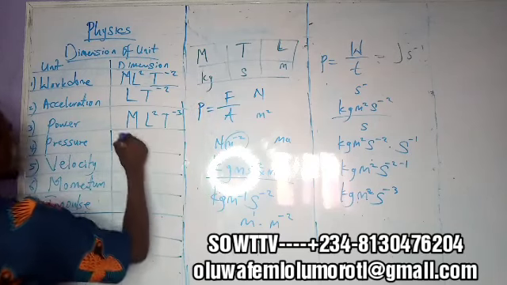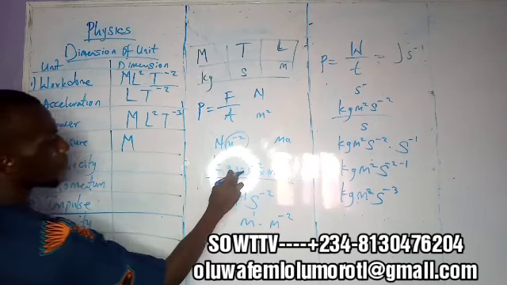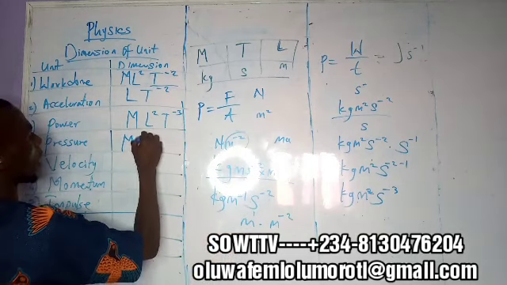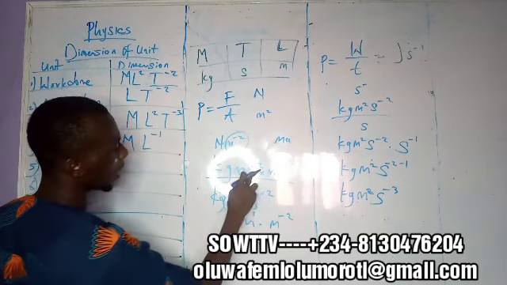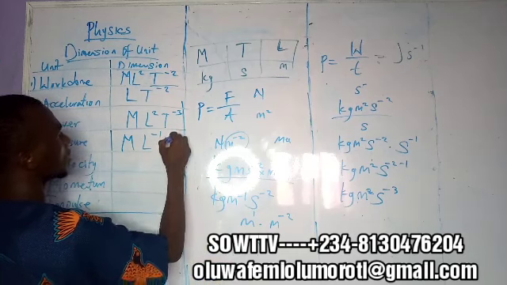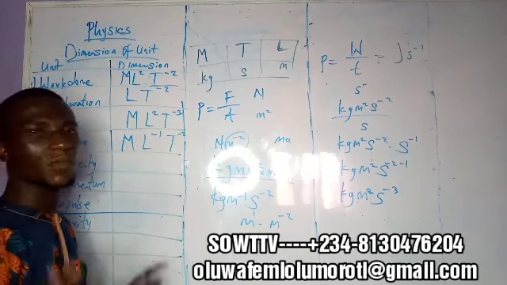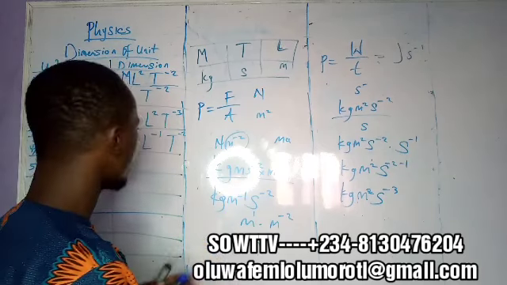So the dimension of this will be: kg is M, meter has reduced to L to the power minus 1, then our seconds, we still have T to the power minus 2. Get it? Yes. So let's forge ahead.